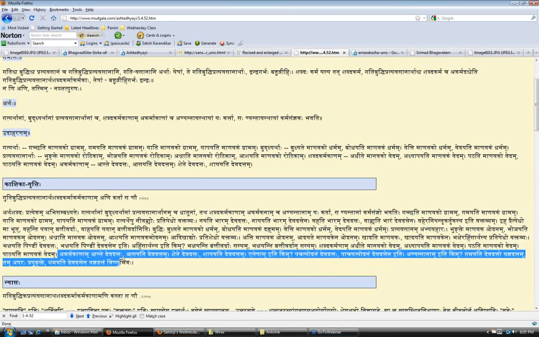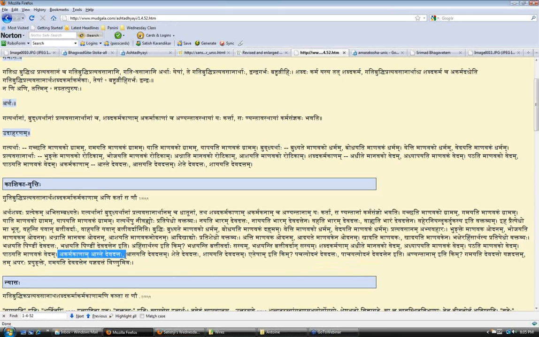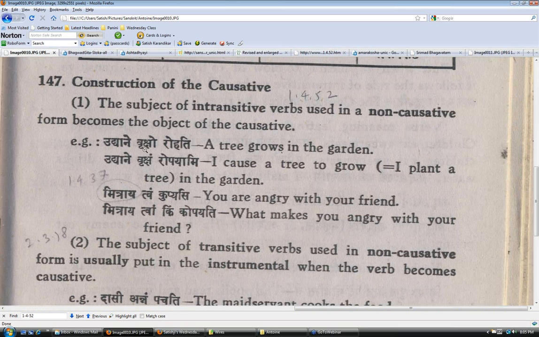Aste devadattaha. Devadatta sits somewhere, and asayati devadattam guruhu or pita mata, somebody makes Devadatta sit. Shete devadattaha. So Devadatta sleeps. Then shayati devadattam. Somebody makes him sleep. That is what the book is doing for us first. That part is taken; this is not in sutra order. Udyane vruksho rohati. A tree grows in the garden. Udyane vruksham ropayami aham. So aham ropayami.